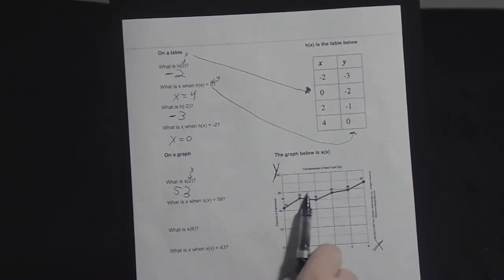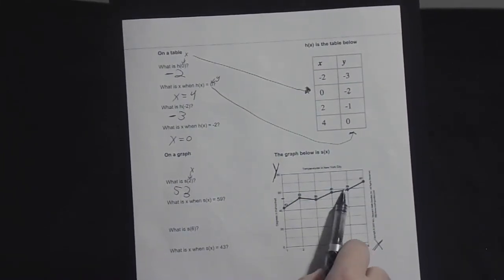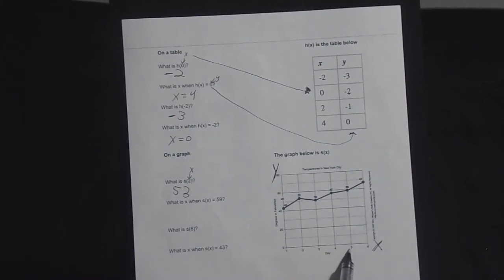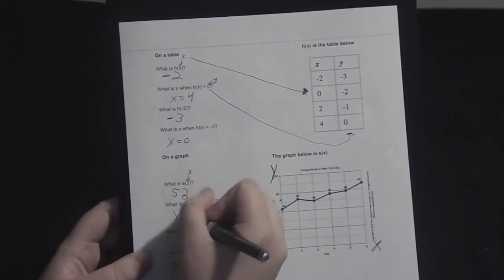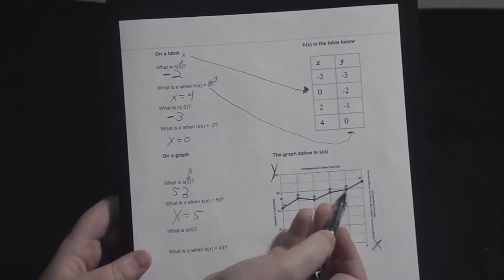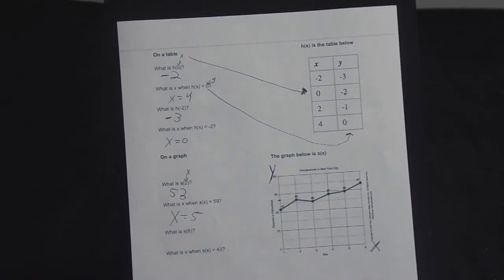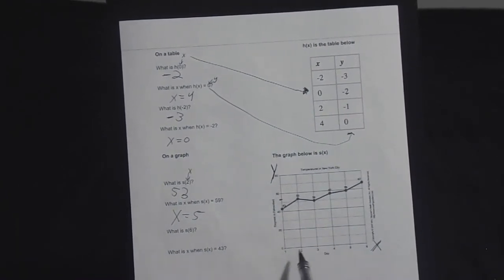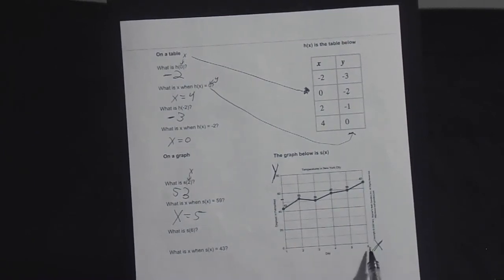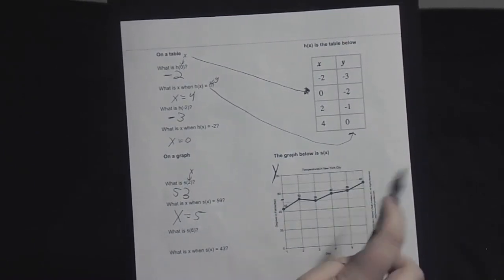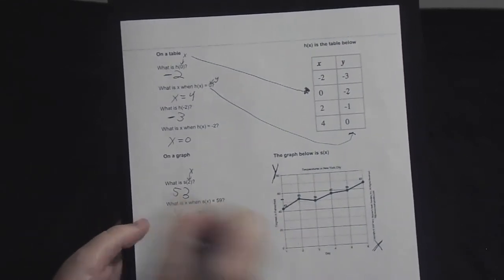However, what is x when s of x is 59? So I look where I get 59. Oh, it's right here. What was the x right here? 5. So when x is 5, it goes to 59. Now the next one said what is s of 6? So I find where 6 is on my x's, because in the parentheses means x. And I look up, and it goes all the way up to 67. So the answer is 67.